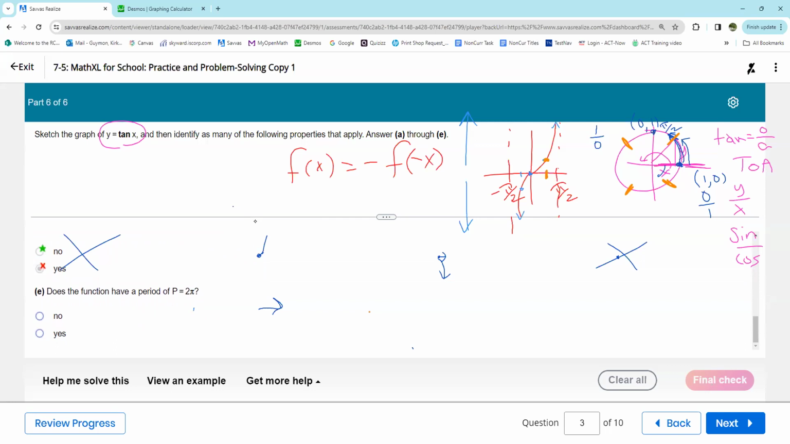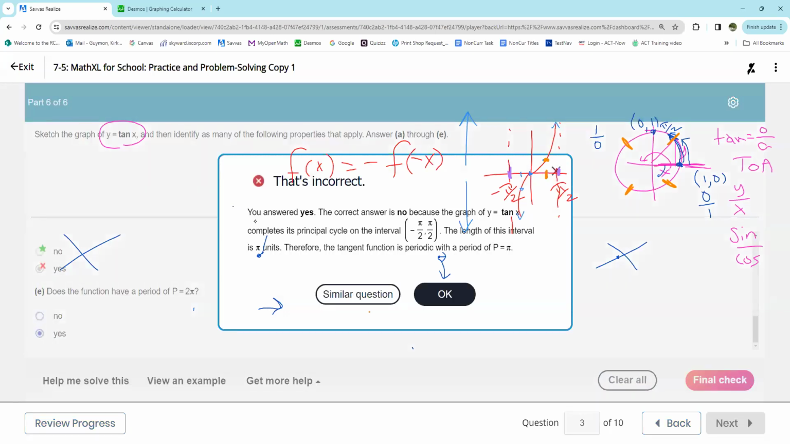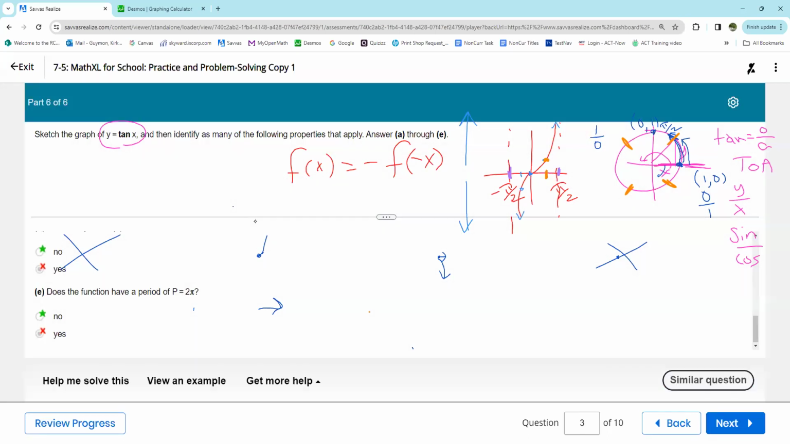No. The function's period, from negative pi over 2 to pi over 2 per cycle, would just be pi. I said no, but I clicked yes. Whoops, sorry. Listen to what I said, don't do what I did. So anyway, that would be what I would do for that problem.